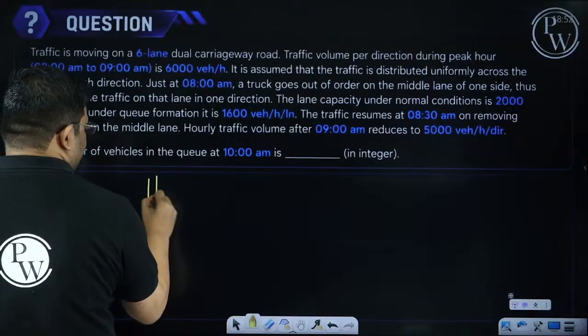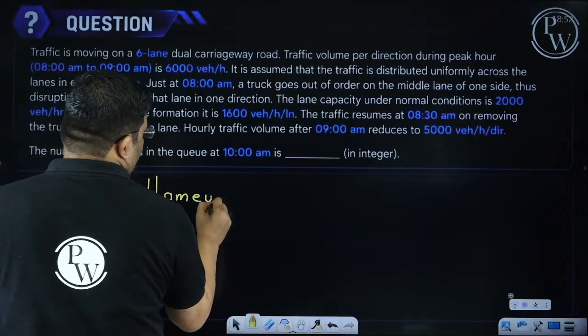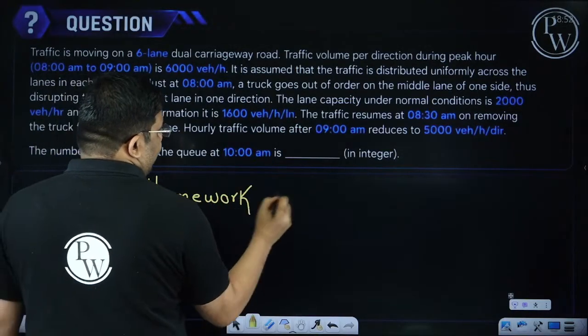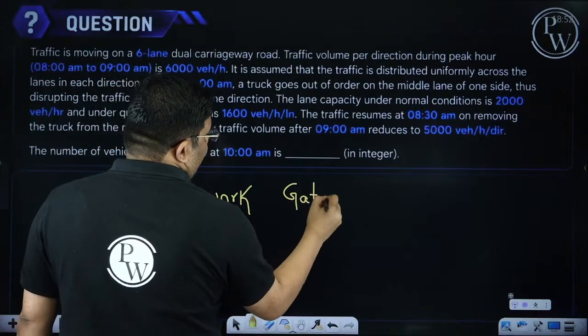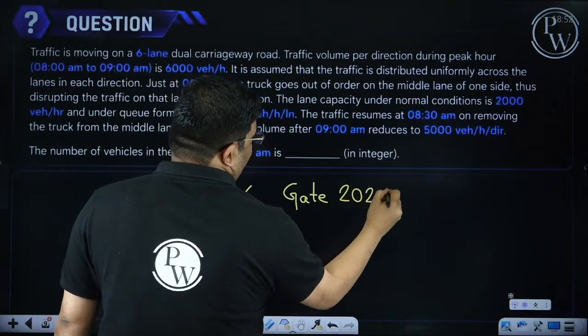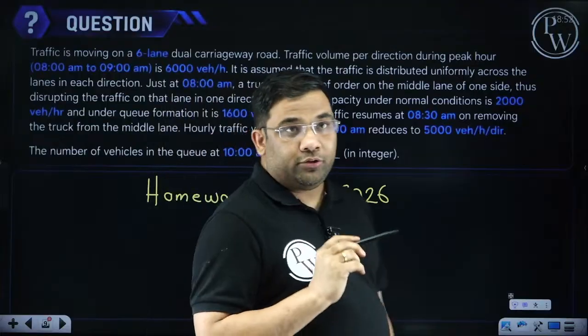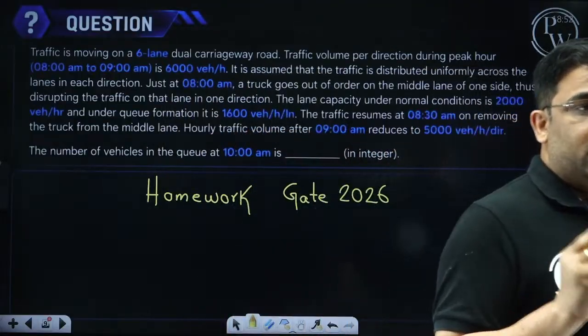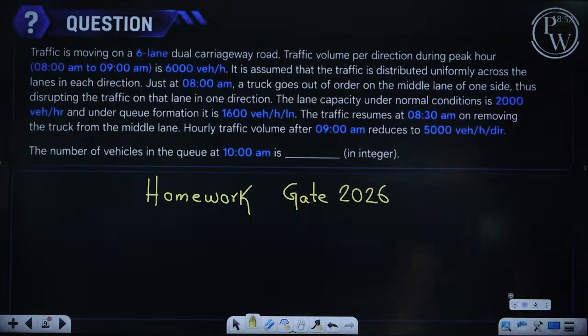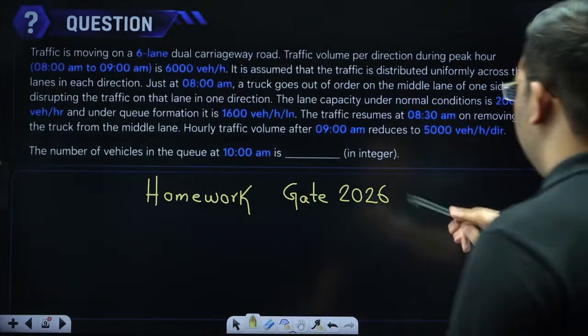This question came in GATE 2026. So it's a homework question for you. Read the question, solve it, and mention the correct answer in the comment section. It is a long question with many details.